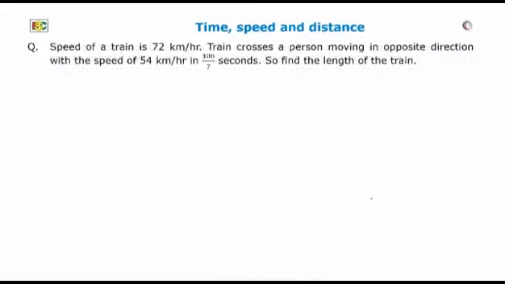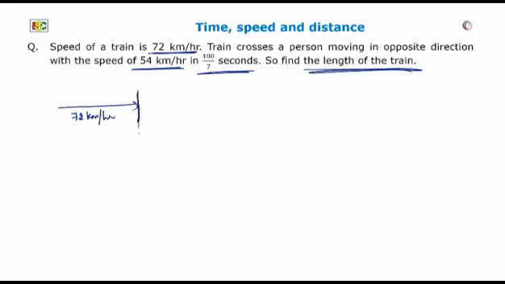Next question is, speed of a train is 72 km per hour. Train crosses a person moving in opposite direction with the speed of 54 km per hour in 100 by 7 seconds. So, find the length of the train. Speed of a train is 72 km per hour and it crosses a person moving in opposite direction with the speed of 54 km per hour in 100 by 7 seconds. So we have to find the length of the train.